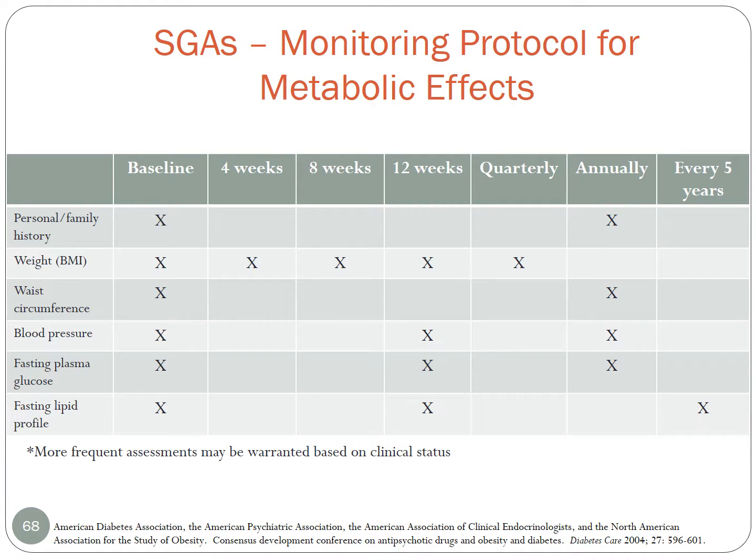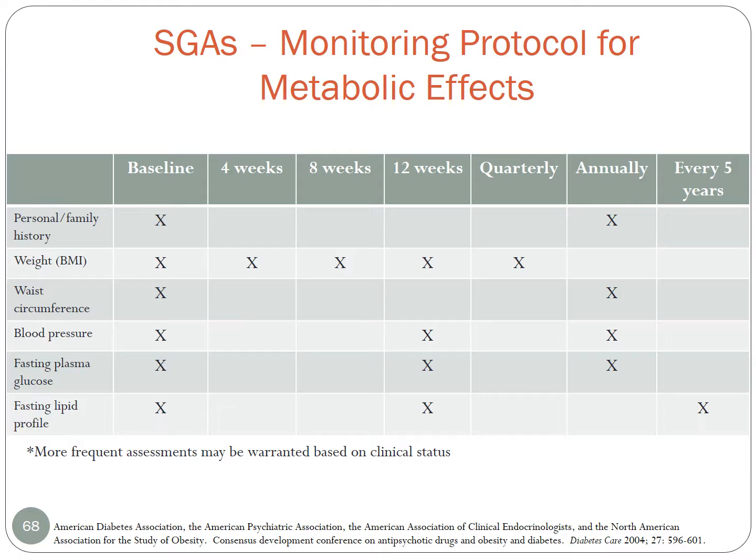There is some very specific monitoring that's recommended to help monitor for these metabolic side effects. At baseline, all patients should have a weight, waist circumference, blood pressure, fasting plasma glucose, and fasting lipid profile obtained. They should have their weight rechecked at 4 and 8 weeks after starting the medication. And then after they've been on the medication for 12 weeks, we'll want to recheck weight, blood pressure, fasting plasma glucose, and a lipid profile.